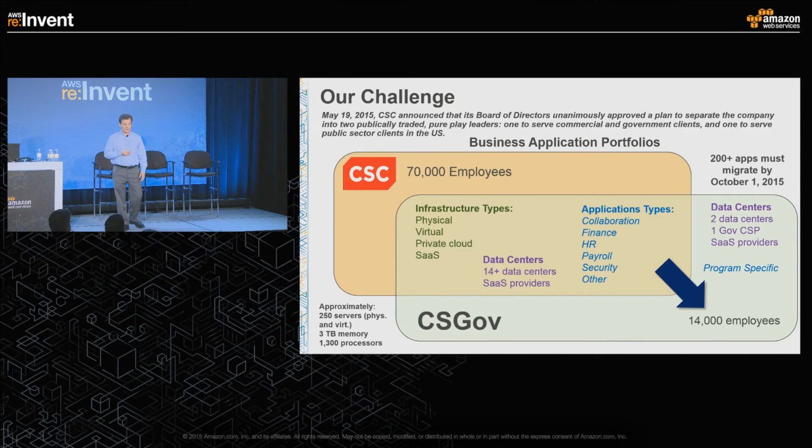All right, so our challenge. In May of this year, CSC announced that they're going to split into two separate companies. One that's commercially focused and the other that's 100% focused on the federal government business. That presented a huge challenge for us. The first thing that came to my mind was, great, we're going to do this. The date is October 1st. That coincides just perfectly with the government's end of year. So I was already planning to be busy during the government's fourth quarter, so now I can be busier.